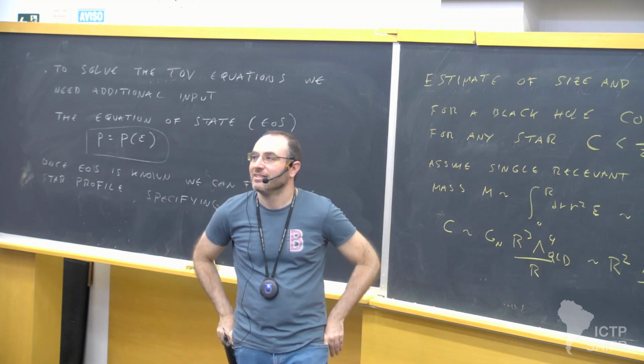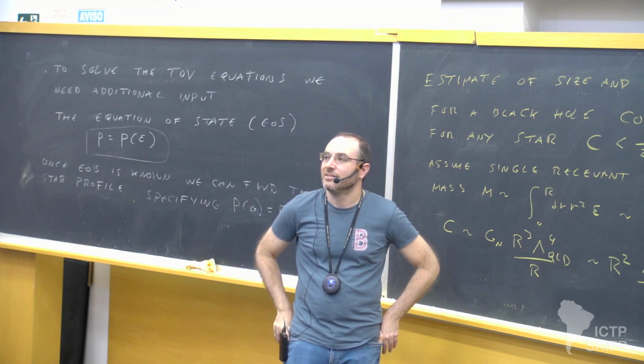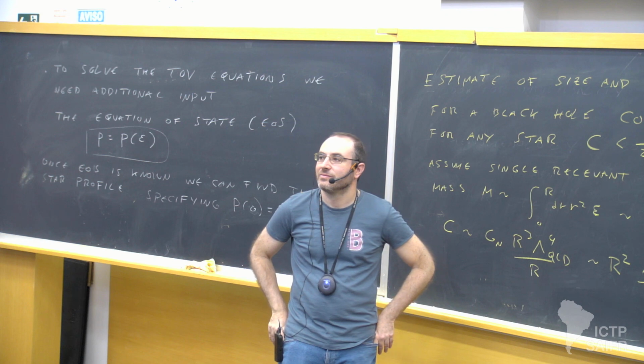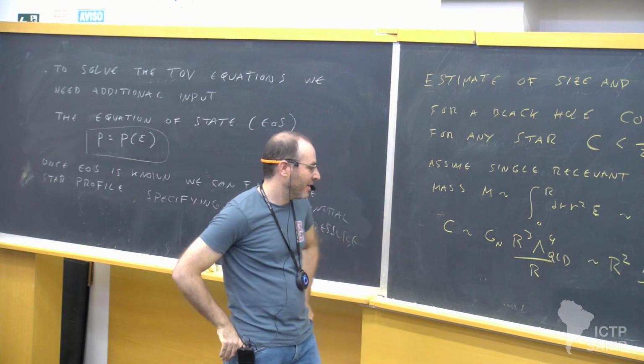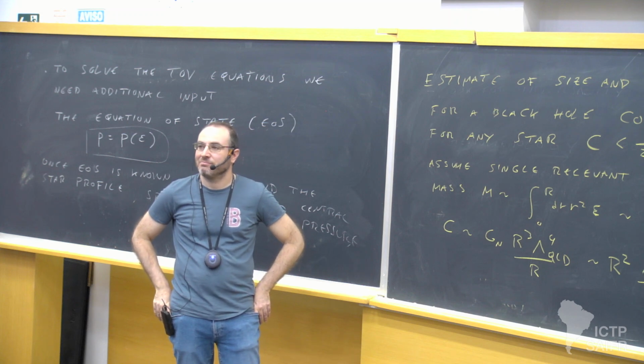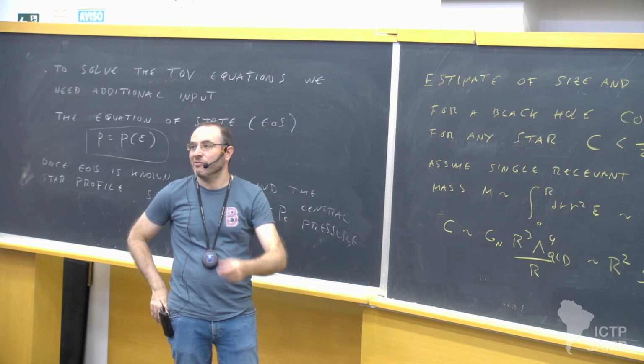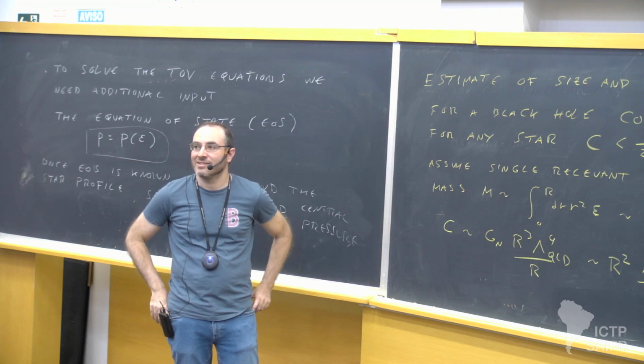In QCD, pressure P and energy density E are functions of mu and T. So how can we write P as P of E? Yes, so typically you assume that the temperature is zero, and in most cases the star is isothermal. It's a good approximation if it's long-lived enough. So there is just one variable, which would be the chemical potential in that case.